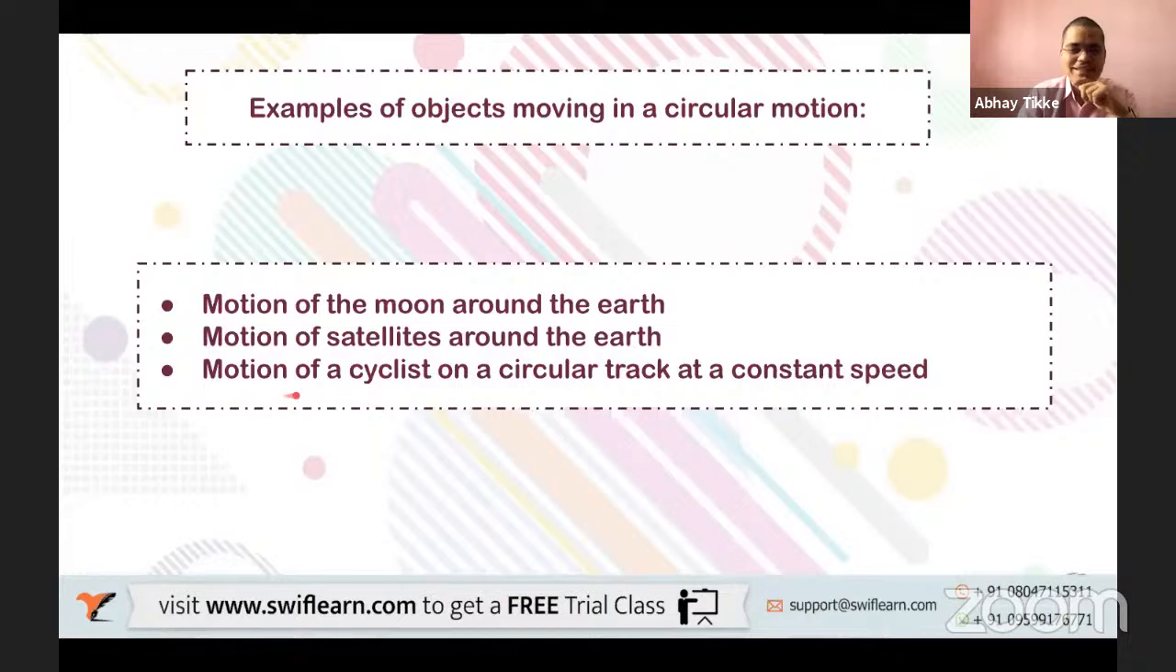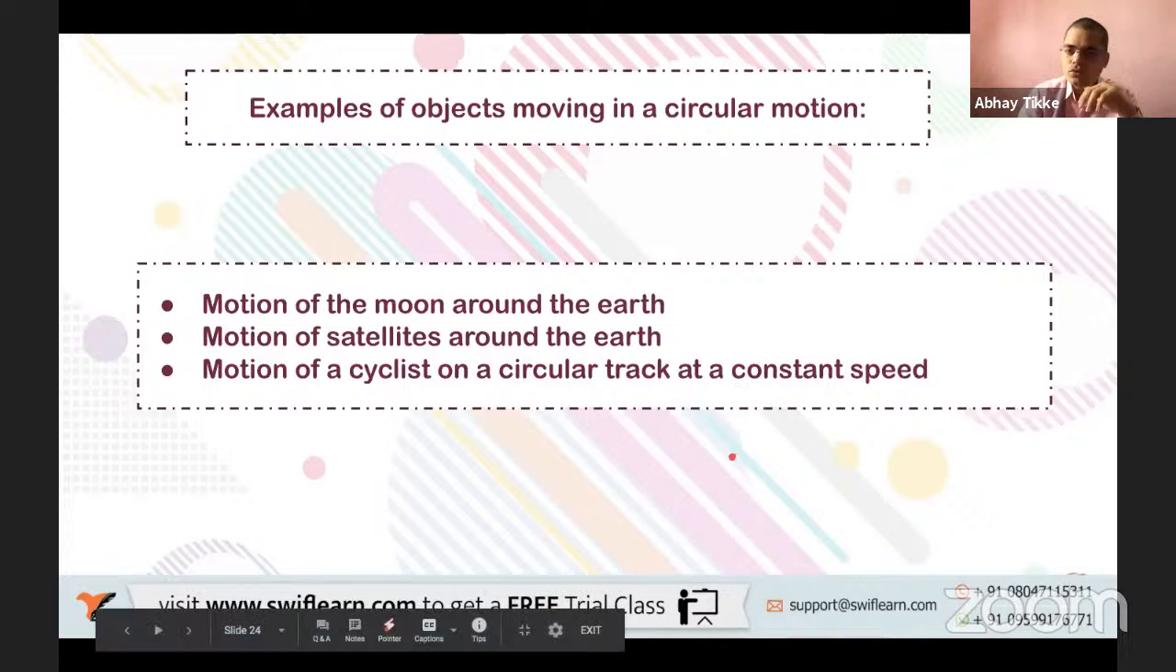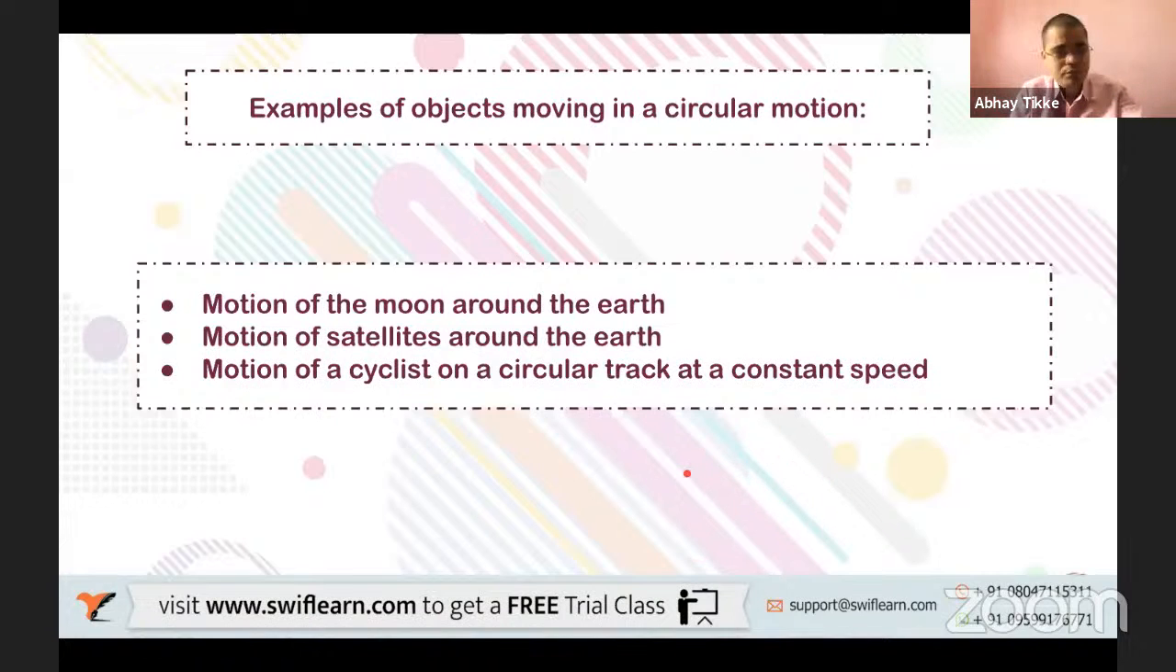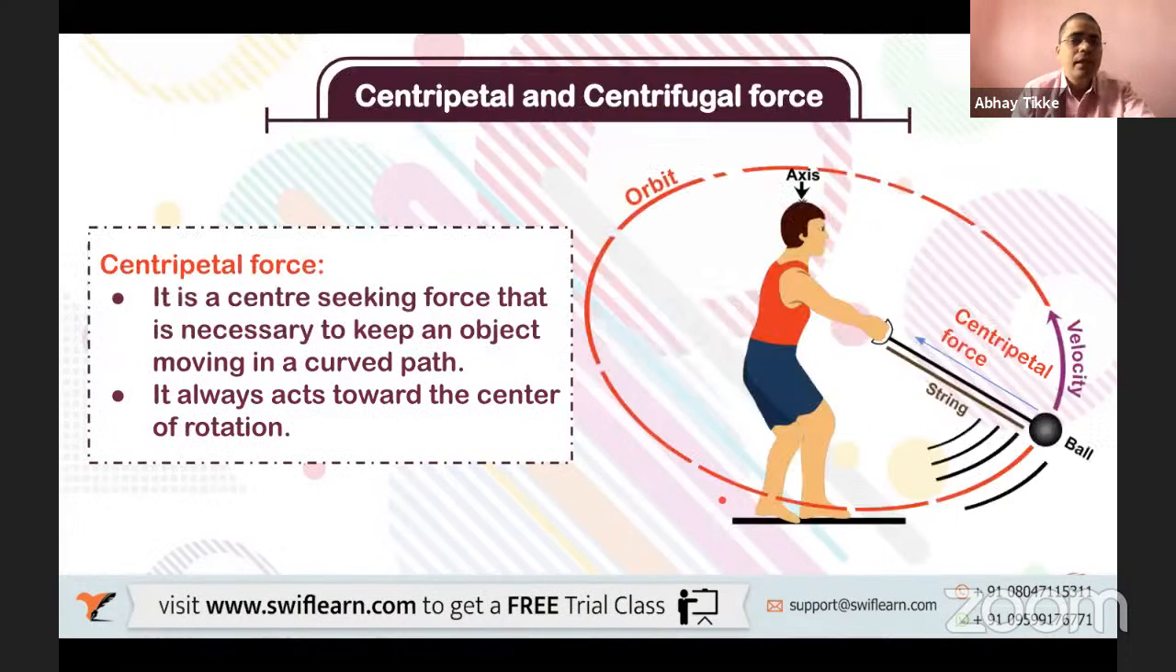And the third example is the motion of a cyclist on a circular track at a constant speed, right? Everyone might know how to drive a bicycle. So when you drive your bicycle at a constant speed on a circular track, that forms circular motion. Is that clear? Okay. Let us go ahead with the next slide. A very important topic, centripetal.